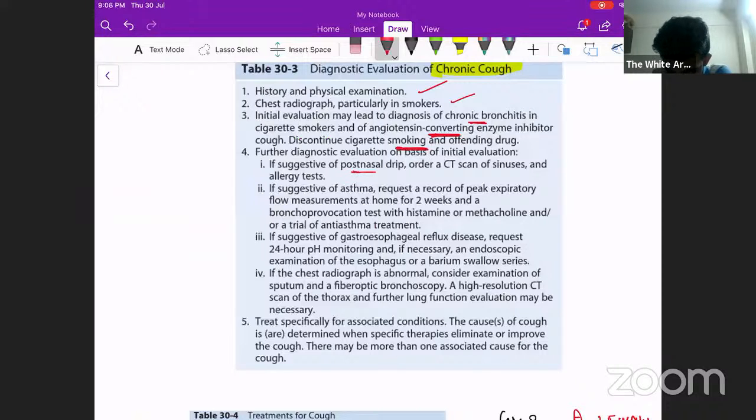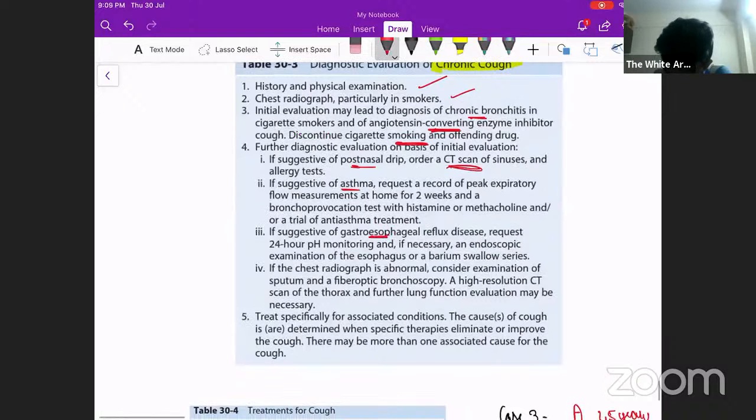Similarly, if post-nasal drip is considered, order a CT scan or X-ray of the sinuses and allergy tests. If it is suggestive of asthma, go ahead and evaluate for that. If it is suggestive of GERD, request 24-hour pH monitoring, endoscopic evaluation, all those things. And still, if you have not come to a particular diagnosis, then we can go ahead and do higher order investigations like CT, bronchoscopy, all those things can be considered. So this is how we do.